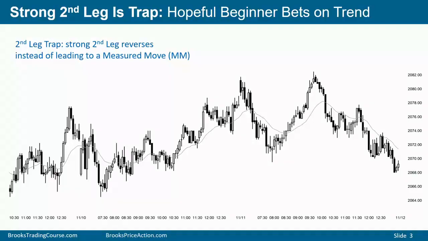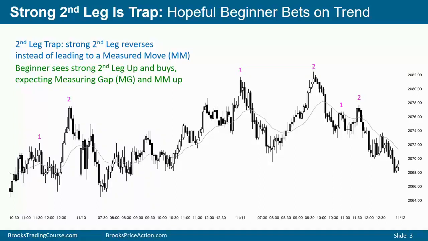A second leg trap is a strong second leg that looks like it's going to successfully break out into a trend, but it reverses instead of leading to a measured move. Beginners see a strong leg like this and they assume it's going to be the start of a trend, but then it simply reverses. It traps traders into buying high.